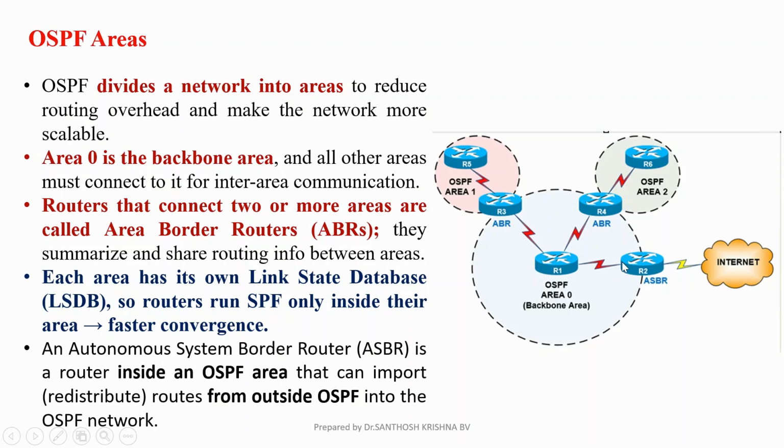And here we have a special router called the ASBR, which means Autonomous System Border Router, which will connect your area 0 with the outside world, which means the internet, any ISPs, BGP. It is a router inside an OSPF area which can import or redistribute the routes from outside OSPF into the OSPF network. So these are the different OSPF areas. We have area 0, area 1, area 2. We have the area border router, and we have the autonomous system border router.